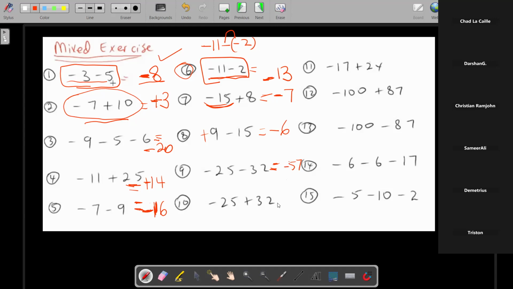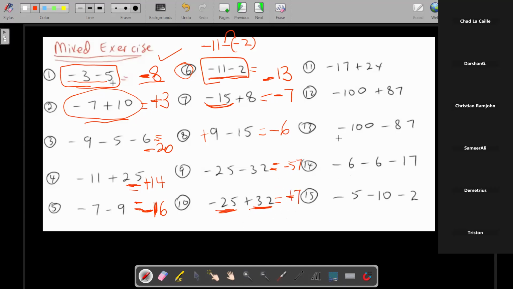Good. Right. Nathan Bostic, you there? I see your hand was up. Number 10. So number 10. The difference is -25 and positive 32. So we have to subtract, which is positive 7. Positive 7. Alright, good work.